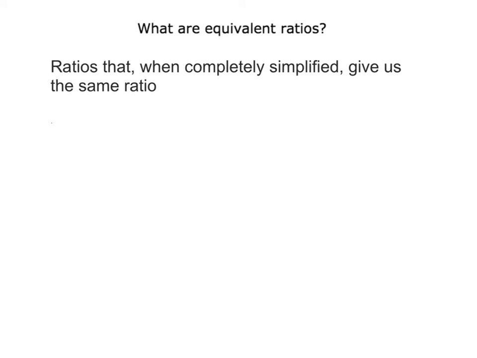So for instance, let's look at the example that we did in class on Tuesday. We had 180 over 3, and we said that that was equal to 60 over 1. These are equivalent ratios, okay? Because when we simplify 180 over 3, we get 60 over 1, which is completely simplified, so these two have to be equivalent ratios.